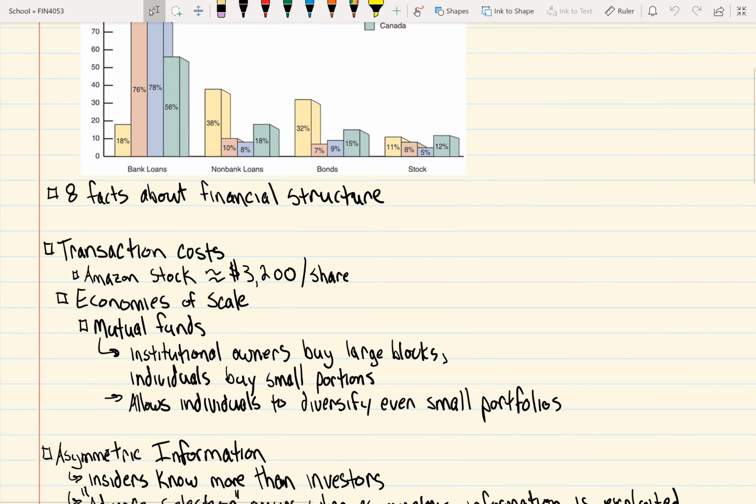So let's move on to transaction costs. They talk about, as an individual investor, how certain asset prices may prevent you from buying stocks or bonds that you want. So for example, I looked today and Amazon stock is right around $3,200 a share. As a college student like me, I'm guessing that you don't have the money to buy maybe even 1 share, let alone if you want 10 shares. So, of course, that prevents you from investing in certain companies.